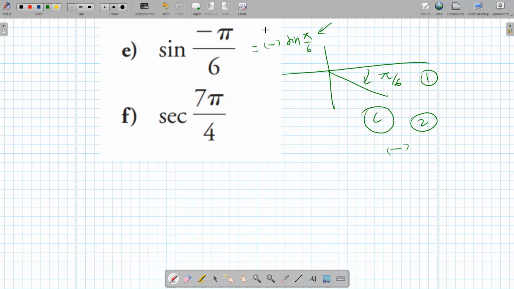Why do you put the negative in front of the sine though? Oh, because using the CAST rule, sine lies in quadrant 4. Sine is negative in quadrant 4. Only cosine and secant are positive. But you're telling me that there's never going to be a negative in front of the pi over 6? I know it's there, but I mean, when you write your answer. No, never, not when you're writing it in terms of the related acute angle.